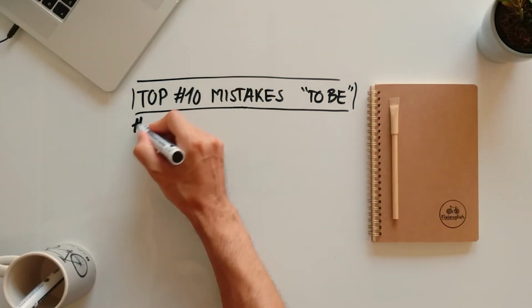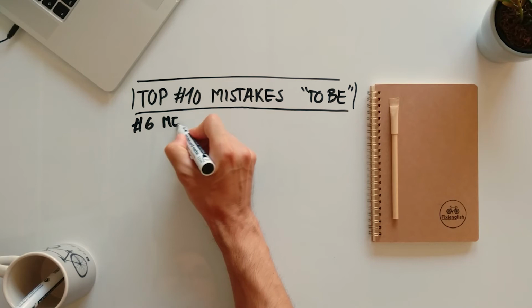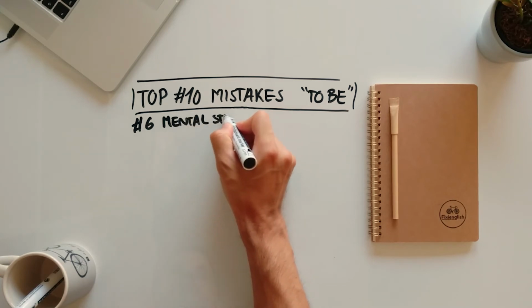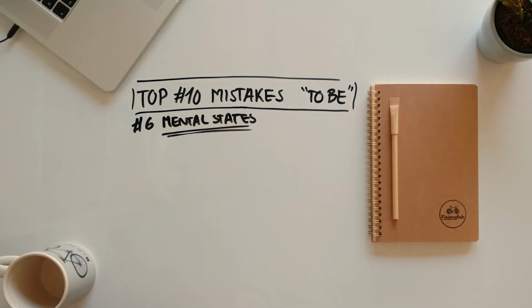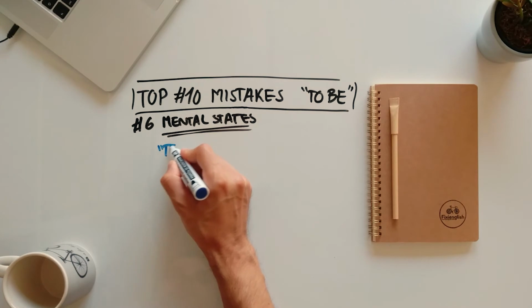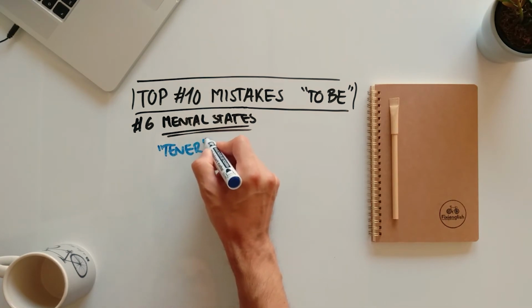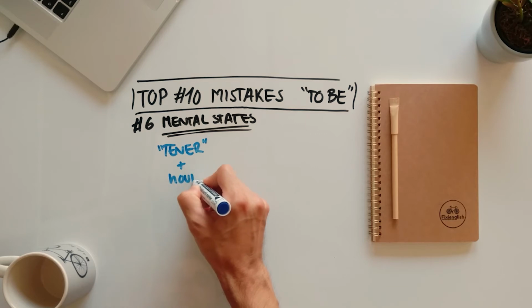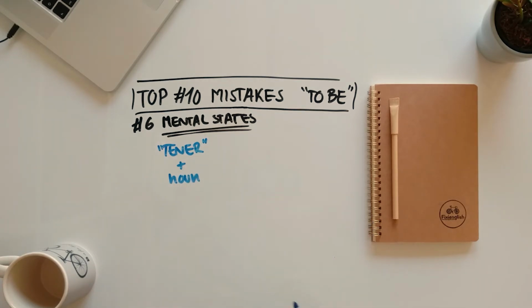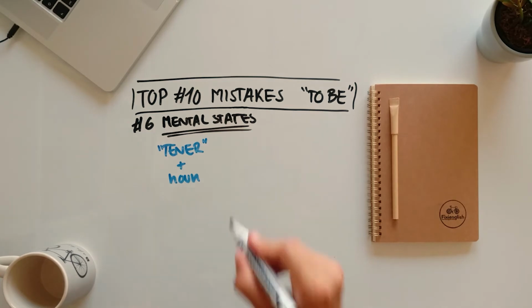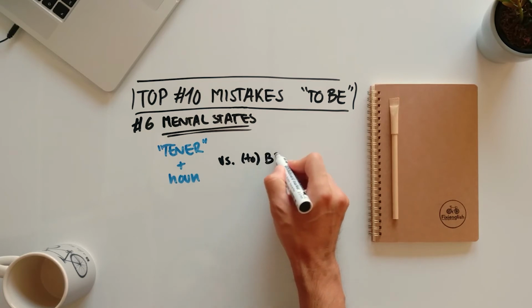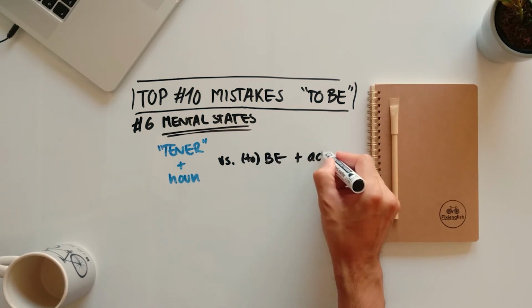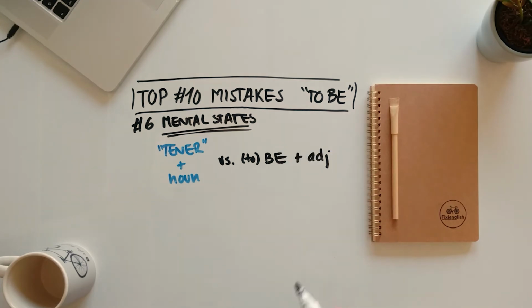At number 6, we have the use of the verb to be to express mental states. Now, what happens here is that in Spanish, we would actually use an idiomatic expression that uses the verb tener plus a noun. Say envy, jealousy, curiosity. But in English, what we do is we use the verb to be plus an adjective. And this is a special kind of adjective which we call a predicative adjective.